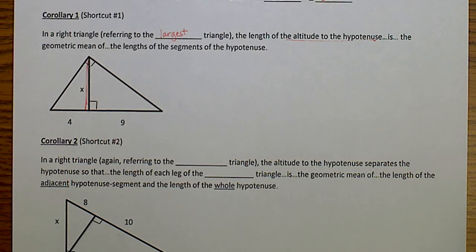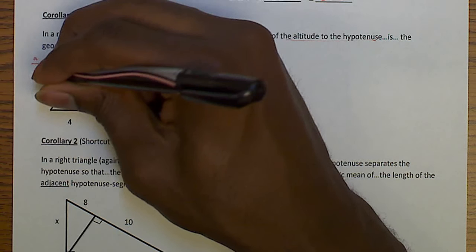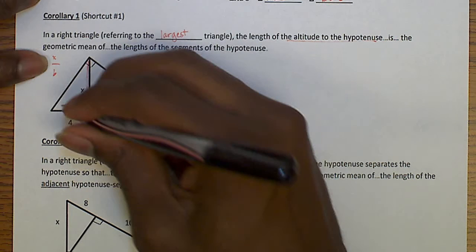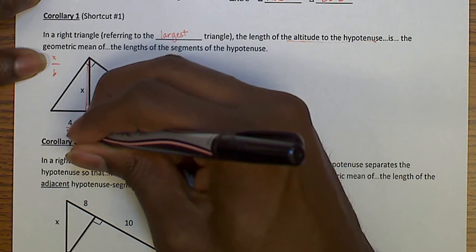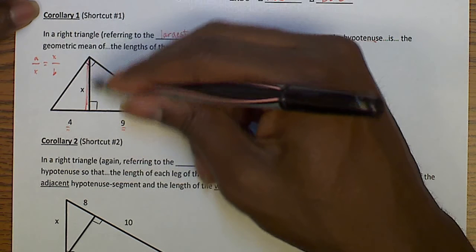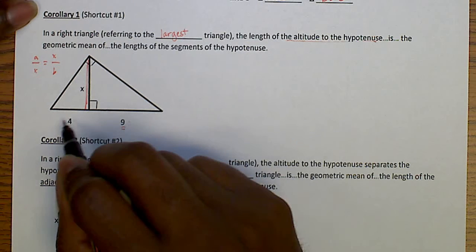Remember, geometric mean was where we did a over x equals x over b. It's the geometric mean between the lengths of the segments of the hypotenuse. So let's look at the segments of the hypotenuse. We'll notice that this is the hypotenuse, and these are the segments of the hypotenuse. So what this is saying is that this middle line is always the geometric mean between the two pieces of the hypotenuse.